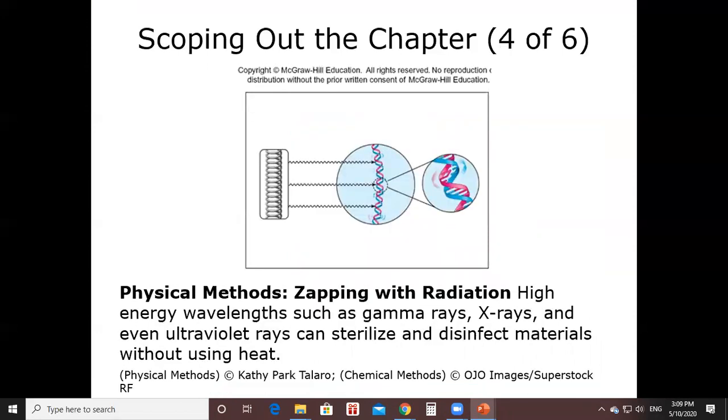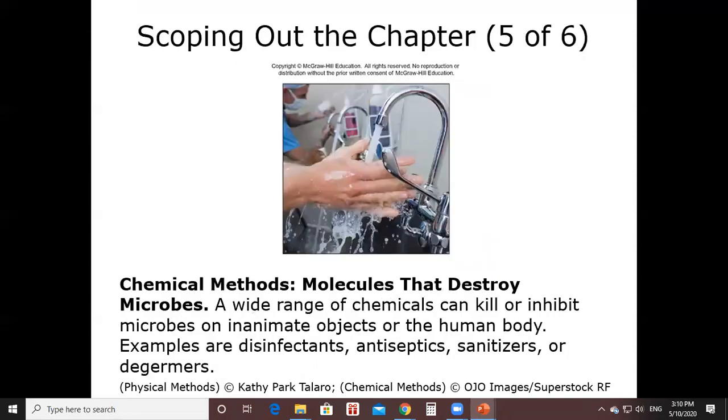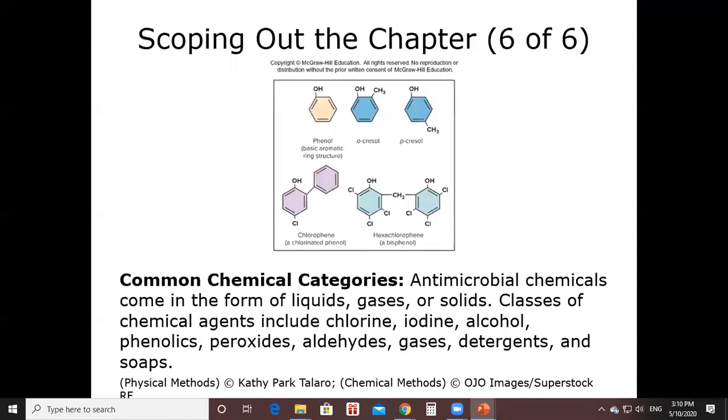And then we're going to talk about physical methods. Zapping with radiation. High energy wavelengths such as gamma rays, X-rays, and even ultraviolet rays can sterilize and disinfect materials without using heat. Then we have chemical methods. So you have molecules that destroy microbes. A wide range of chemicals can kill or inhibit microbes on inanimate objects or the human body. Inanimate means not living objects. So we can have disinfectants, antiseptics, sanitizers, or degermers, and we'll talk about each one of those.